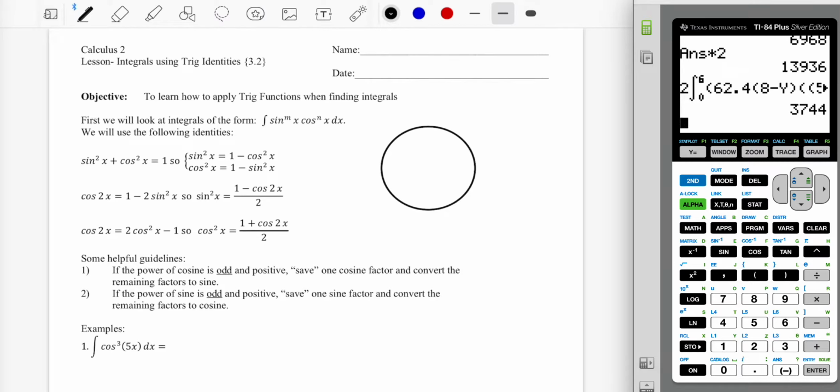So looking at page 51, integrals involving trigonometric identities. The first thing I'm going to do is, and we've kind of alluded to this, but I wanted to formally address it, talk about the Pythagorean identity.